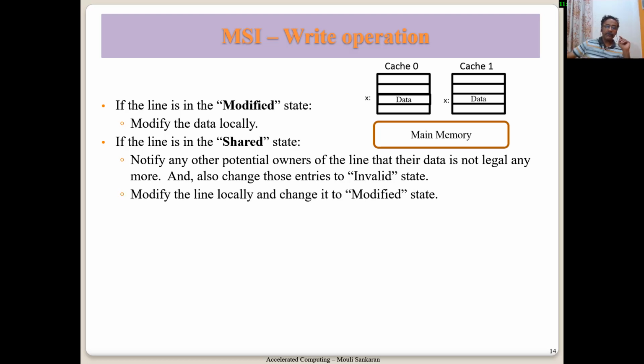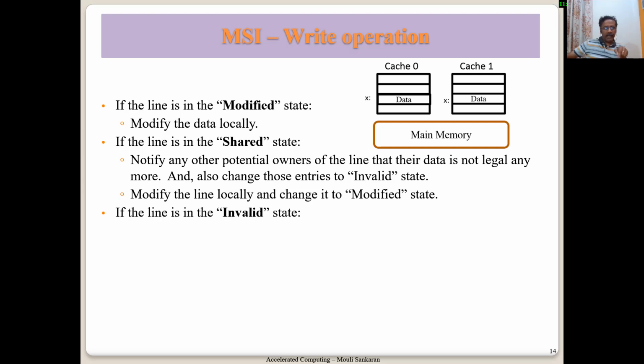Okay. Modify the line locally. Any change moves it to the modified state. Now you change the value, whatever the CPU wants to write, let it do it, and make it modified state. That means now only this particular core, which had it in shared state, has become modified and is owning it. All other cores, if they have a copy, are made invalid, and the memory may be out of sync with the content being written by this CPU.